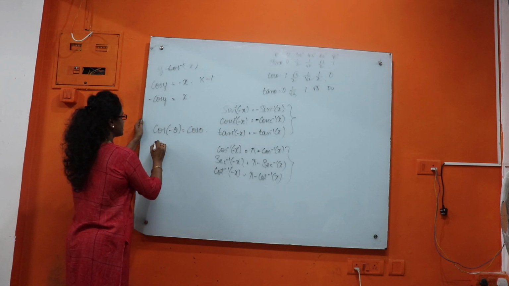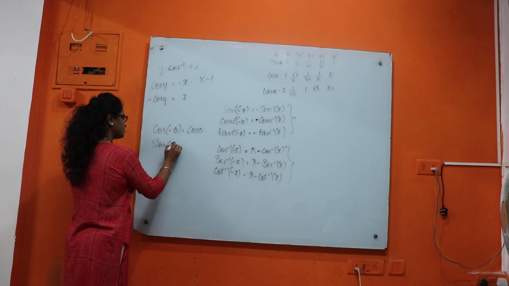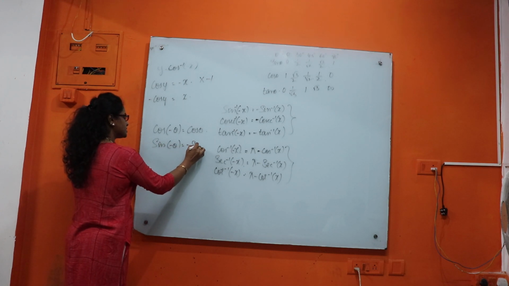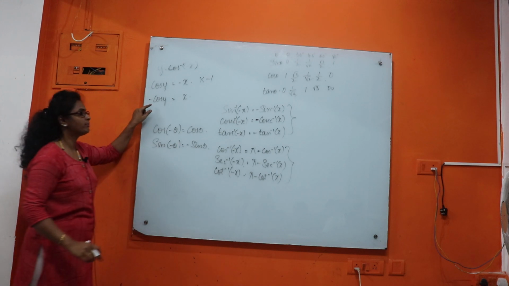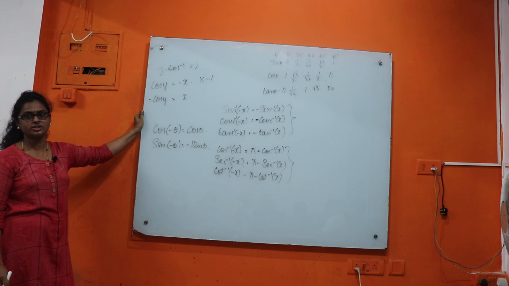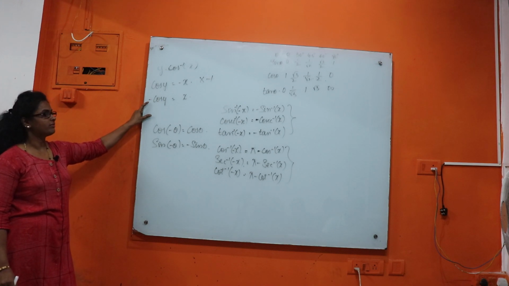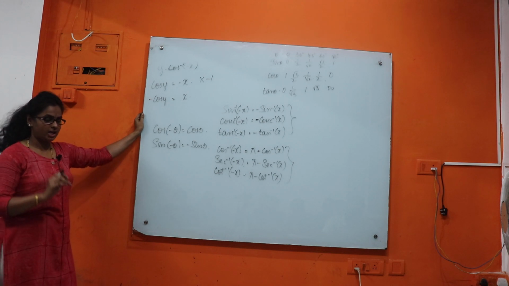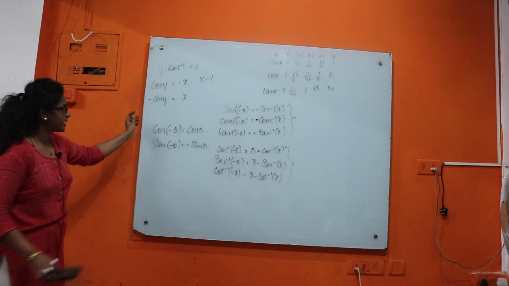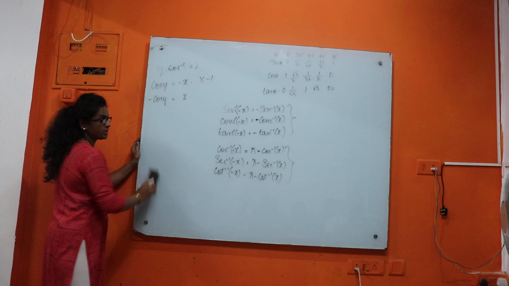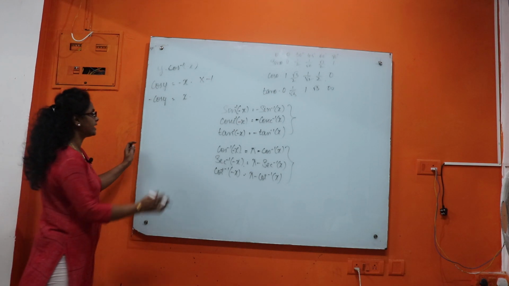Cos theta. Sine of minus theta is what? Minus sine theta. Can you implement any of such property here? Just think about it. Here I have a negative value. In which quadrant do you actually get a negative value?